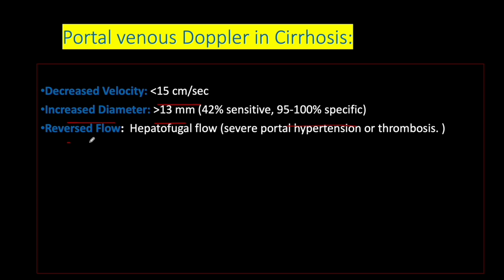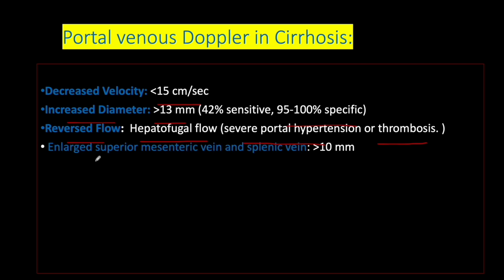There will be flow reversal. Normally, the blood should flow towards the liver, but in portal hypertension, due to increased resistance, the blood can actually reverse back from the liver. This type of flow is called hepatofugal flow. Hepatofugal flow is usually seen in severe portal hypertension, and if there is portal venous thrombosis, then the flow reversal can be appreciated on portal venous Doppler.